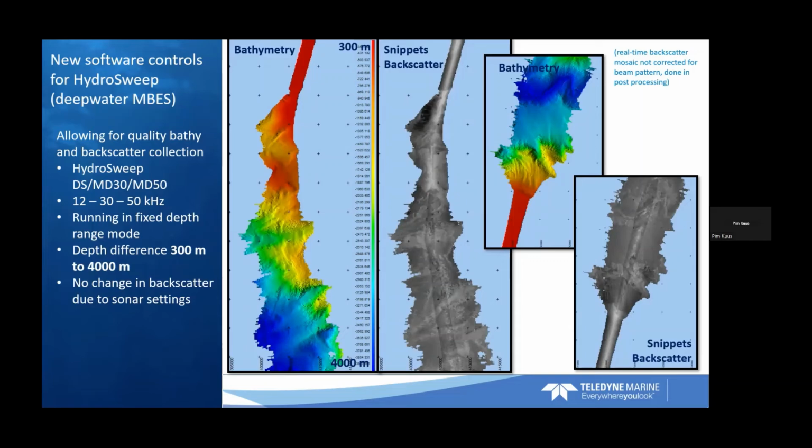You can see that effect here. We logged this data overnight. We weren't actually present; this was during the night shift, and we're covering 300 meters to 4,000 meters. Across such a large depth range, we're seeing consistent backscatter data. This is a real-time mosaic being made in our software. You'll see the sectors, because this isn't corrected for your beam pattern, but there's no drop. You don't see any sonar operational settings affecting the backscatter.